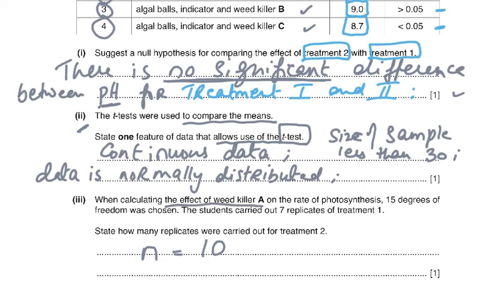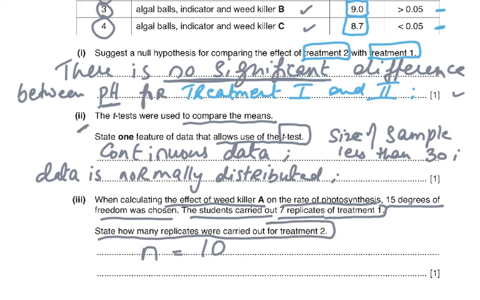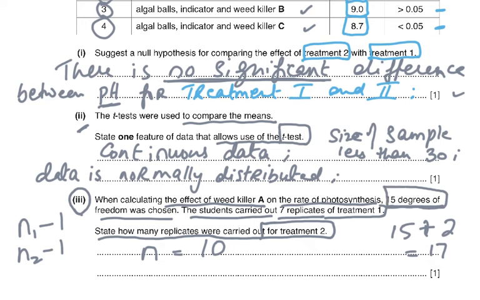When calculating the effect of weed killer A on the rate of photosynthesis, 15 degrees of freedom was chosen. The students carried out 7 replicates of treatment 1. State how many replicates were carried out for treatment 2. Now this part can be understood in a very simple manner. When calculating the effect, 15 degrees of freedom. So what I always say is you add 2 to it. So this is 17. 15 plus 2 is 17. The student carried out 7 replicates. So how many repeats were carried out for treatment 2? It has to be 10.